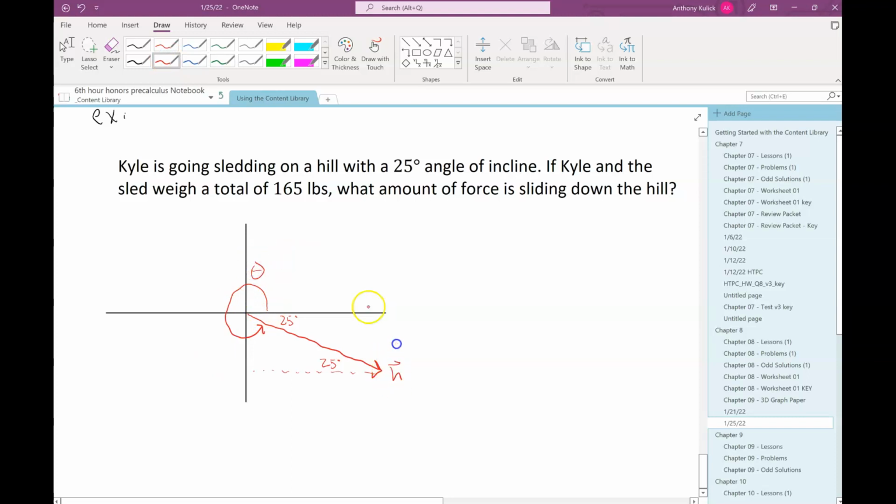So I'm going to call that vector H for hill. So the direction of that hill vector is 335. Everybody okay with that? Okay. So that should have been relatively easy.